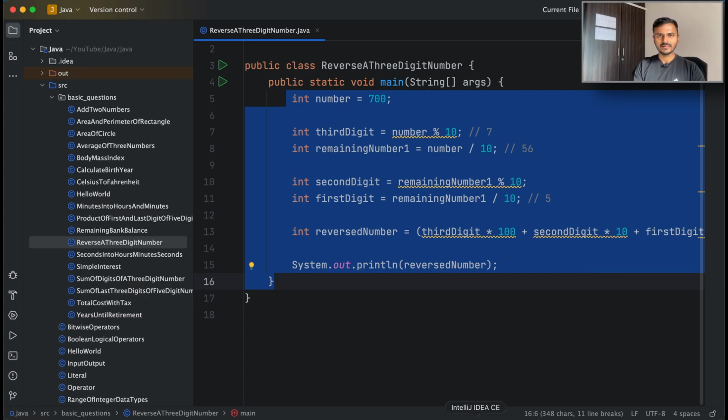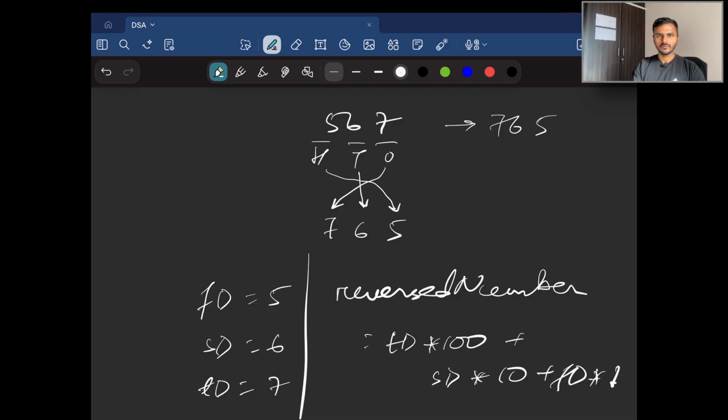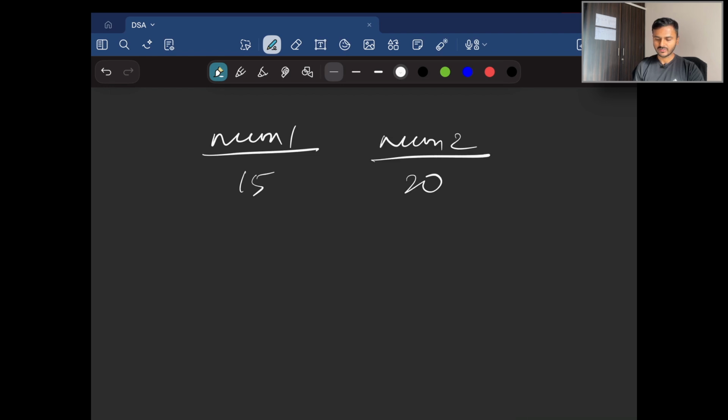And the next question is swapping two numbers by using a third variable. So let's first of all understand the question. The question is, let's say I've got one variable, say num1, and this contains 15. And then we have another variable, say num2, and this contains 20. Now what we need as the output is, when we print num1, we should get 20.